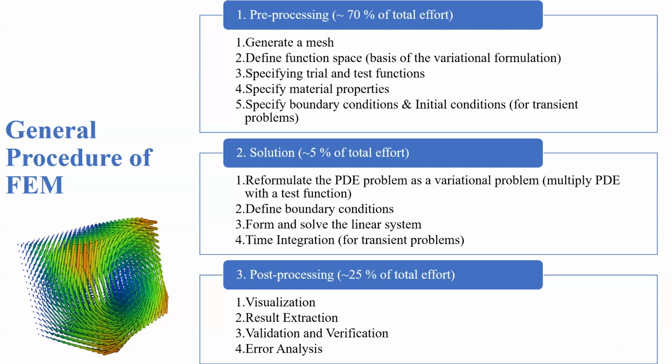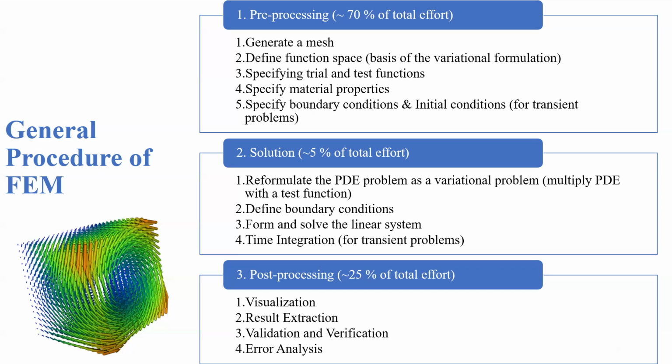Pre-processing is the most challenging part and will take us 70% of the total effort. It consists of generating a mesh of the domain, defining the function space, which is the basis of the variational formulation, specifying the trial and the test functions, specifying material properties, specifying boundary conditions and initial conditions for time dependent or transient problems. So that's step one, pre-processing.